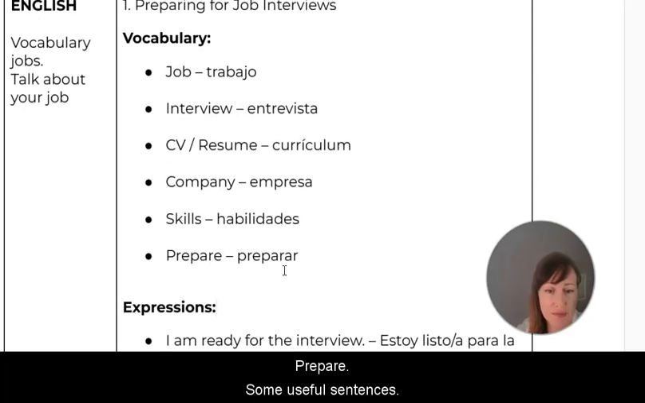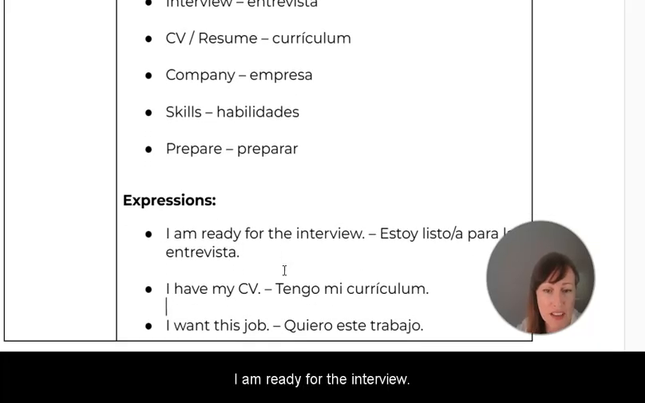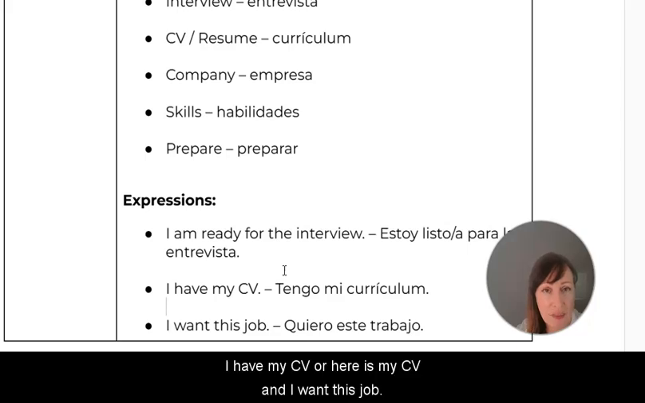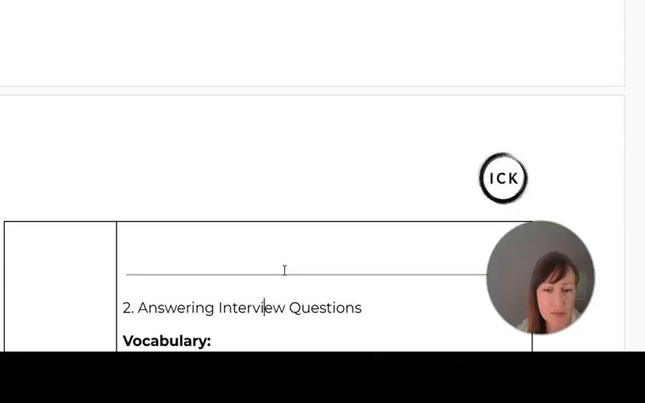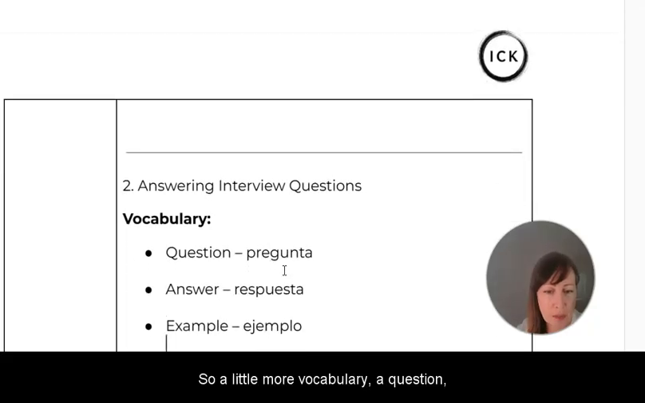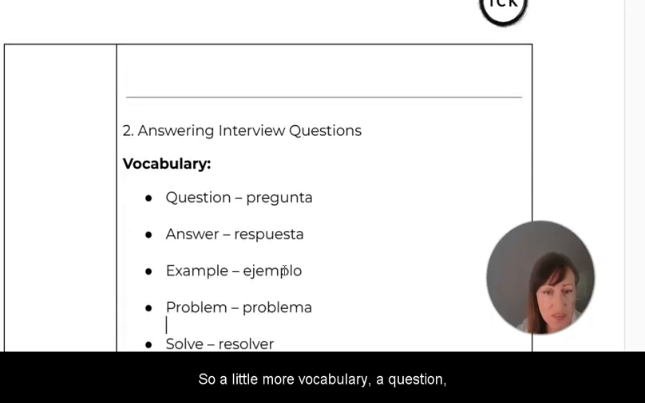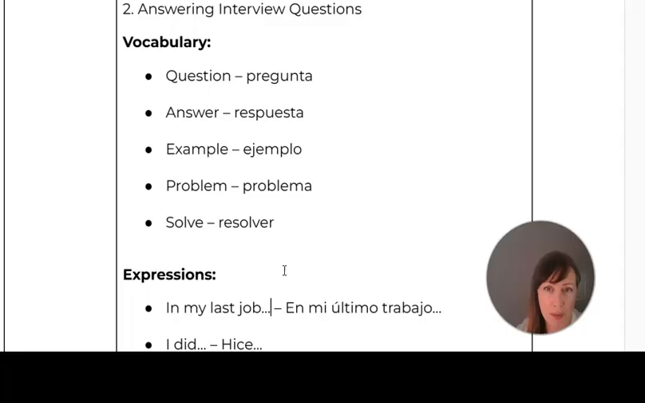Prepare. Some useful sentences. I am ready for the interview. I have my CV, or here is my CV, and I want this job. So, a little more vocabulary. A question, answer, example, problem, to solve a problem.